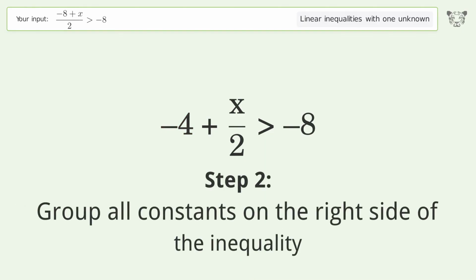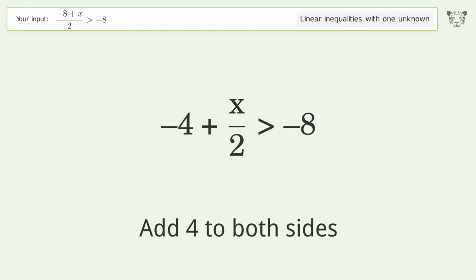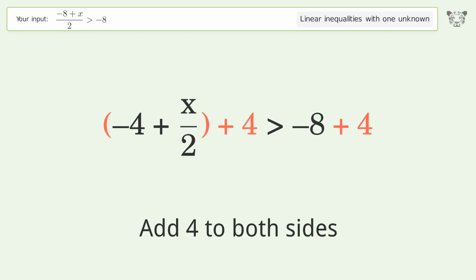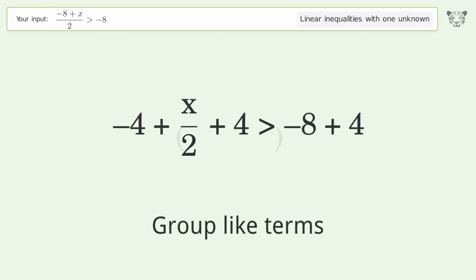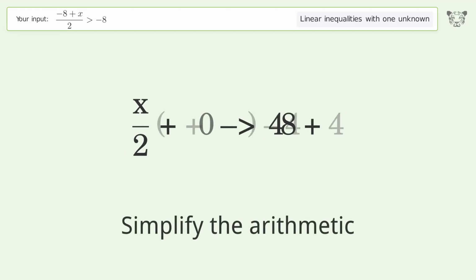Group all constants on the right side of the inequality. Add 4 to both sides. Group like terms. Simplify the arithmetic.